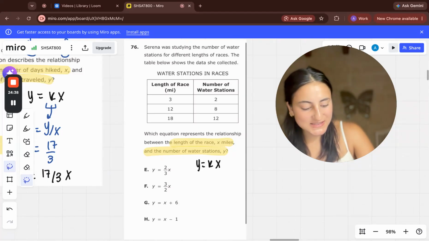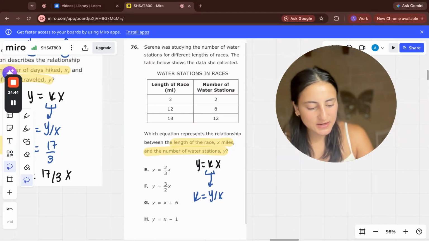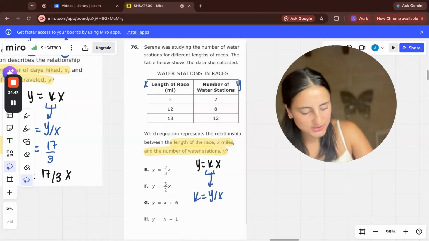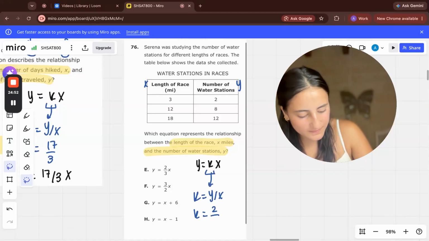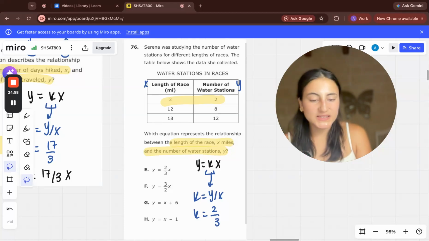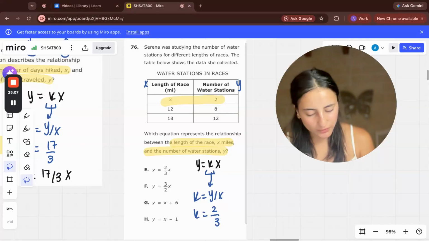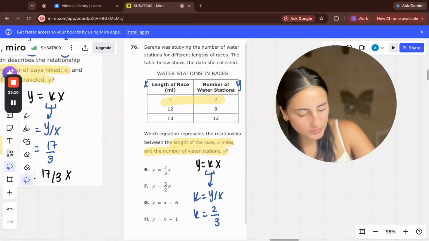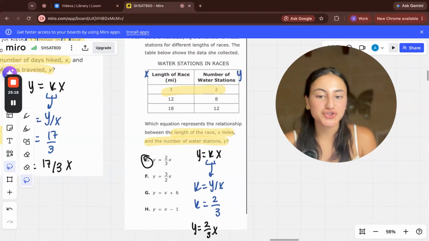So using the same exact strategy, in order to find k, we need to do y divided by x. And it says the number of water stations is y, and this is x. So k is equal to, let's do the simplest one, which is just 2 over 3. I'm using this data point here, because the relationship should be the same regardless of which data point you use. In this case, 2 over 3, you don't have to simplify this. So I got k equals 2 over 3. And if I were to plug that back in, you would get y equals 2 over 3x, which gets us answer choice, oh, you couldn't see that, but yeah, it gets us answer choice E.